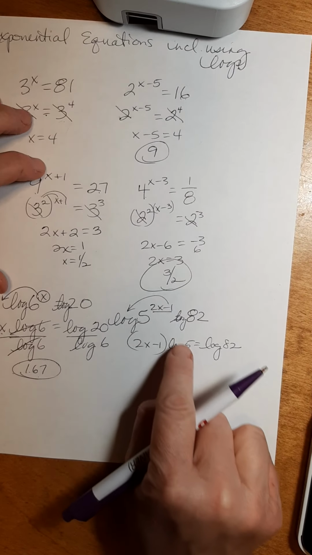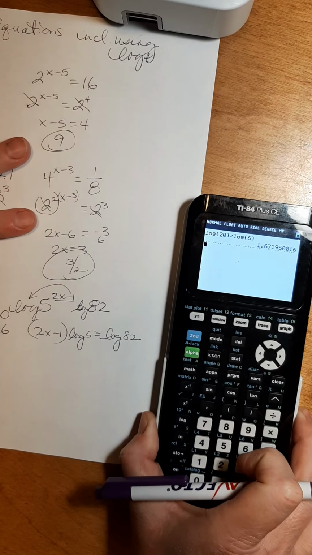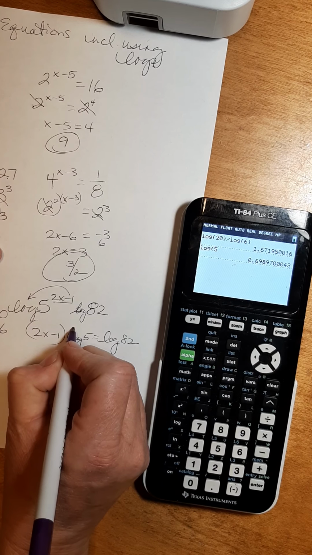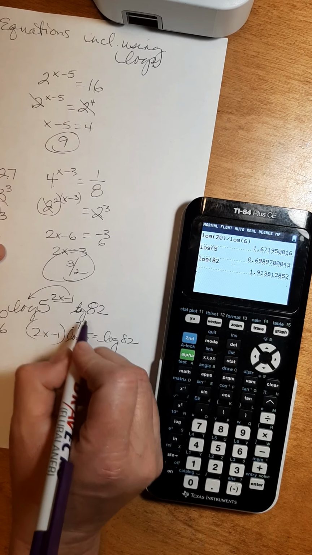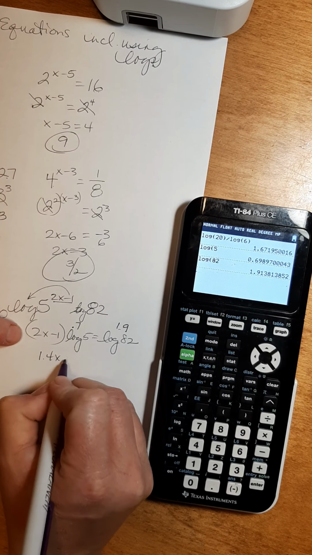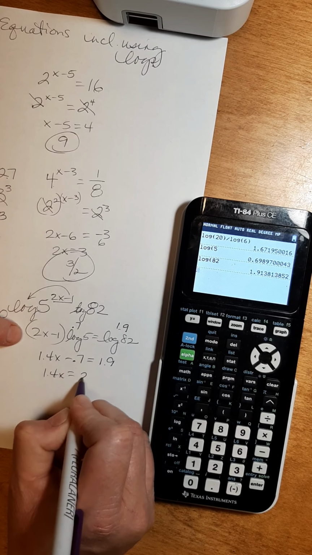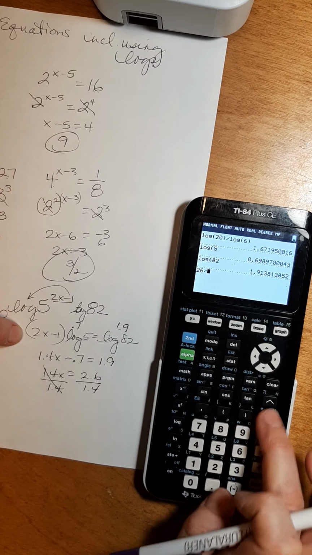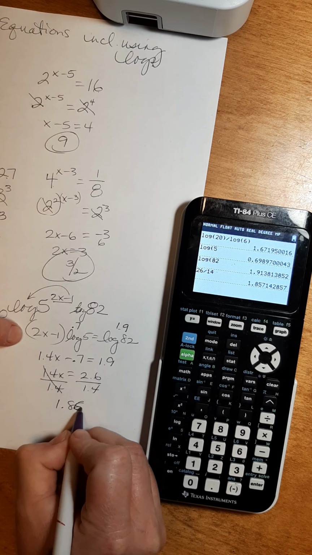Same thing, if you wanted to, you could divide out first and get that decimal. Or you could, let's say, log of 5, about 0.6, might as well say around 0.7. Log of 82, about 1.9. And now a little bit of algebra: 1.4x minus 0.7 equals 1.9. Add the 0.7, 2.6. Divide it out. 1.857, so we'll say 1.86.